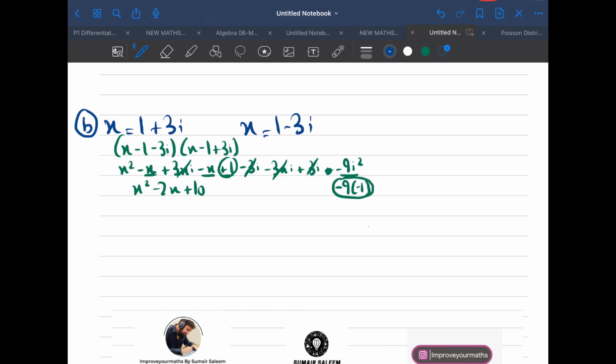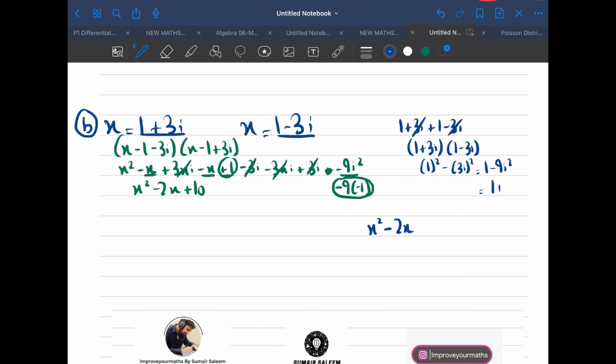So the easy way out, kids: x square minus what's the sum of the roots? 1 plus 3 iota plus 1 minus 3 iota. You added both roots. This and this cancel out. Minus 2x. Then what's the product of both roots? 1 plus 3 iota, 1 minus 3 iota. So 1 square minus 3i whole square. That's 1 minus 9i square. That's 1 plus 9. That's what? 10. Am I getting the same answer? So it's easier this way, right, kids?